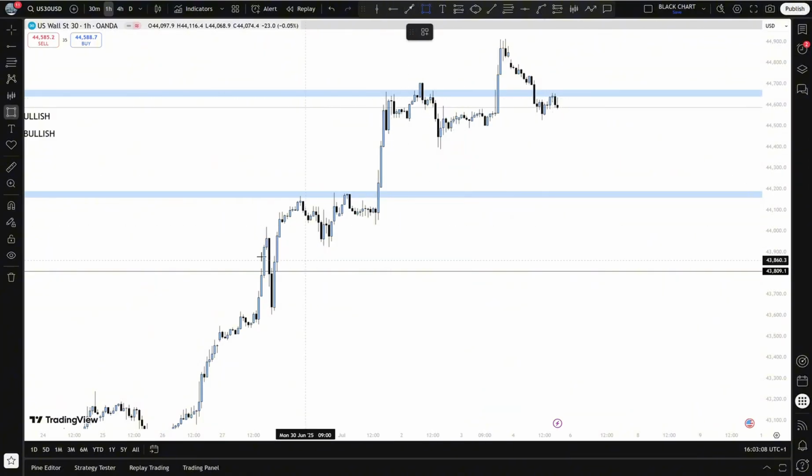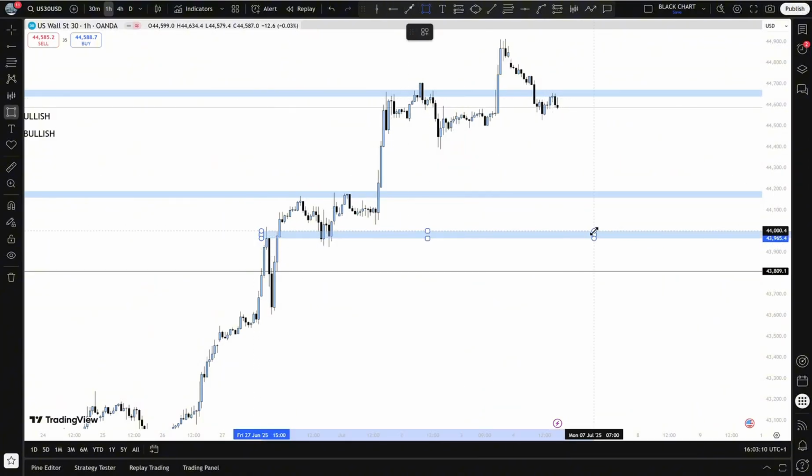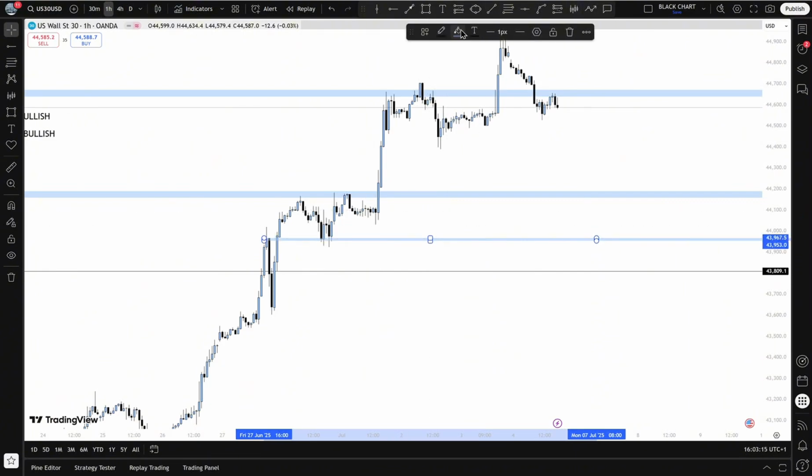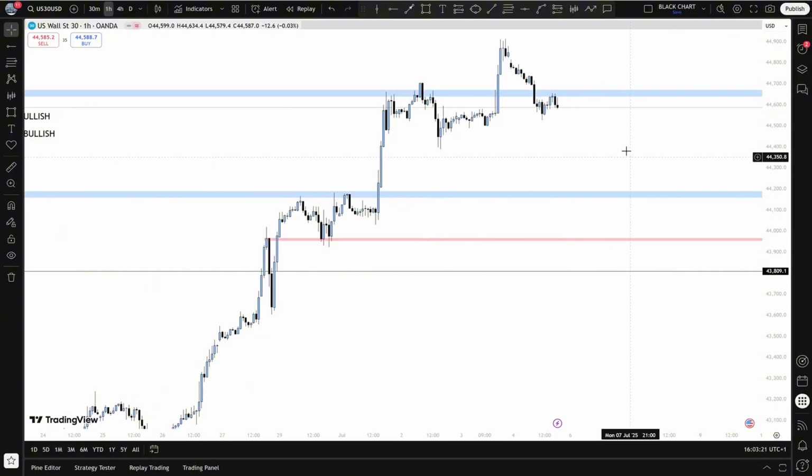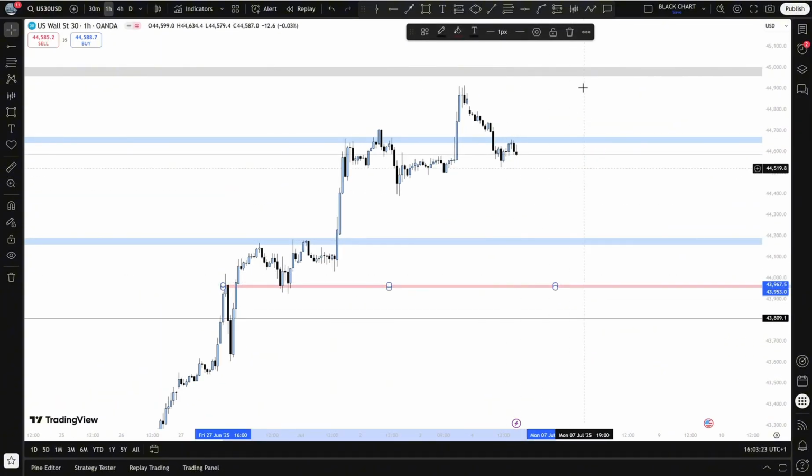Right? So let's see, we have a clean key level here. I'm going to bring this thing down. So we have a clean key level here. I'm going to change that color to red and bring the opacity down to 30. Yeah, just like this, right? So let's look for more key levels. Do we have any other clean key level here?